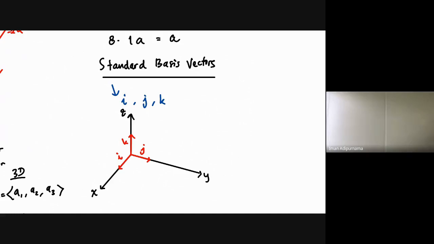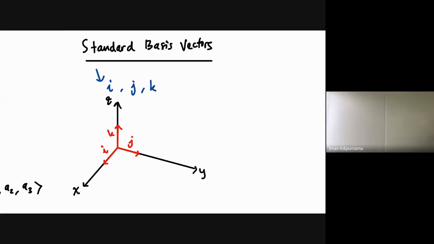So what does that mean? So i, j, and k are each vectors having one unit length.